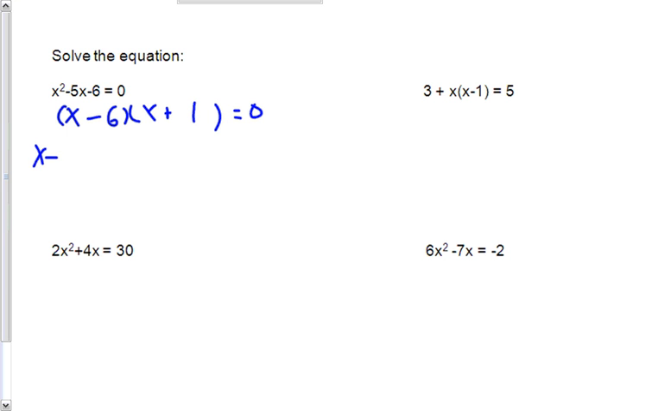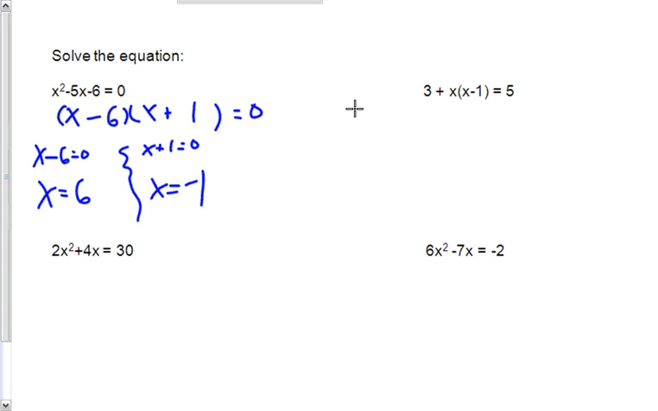Set each of these factors equal to 0. x plus 1 equals 0, and x minus 6 equals 0. Some people draw a line. x equals 6 and x equals minus 1. If you plug it into the original and check it, it should work. 6 squared is 36. Negative 5 times 6 is minus 30. So we get 6, and then 6 minus 6 is 0. Negative 1 will work too.